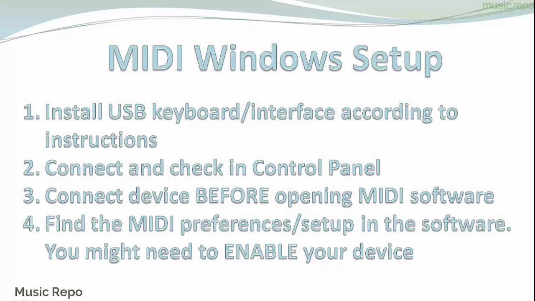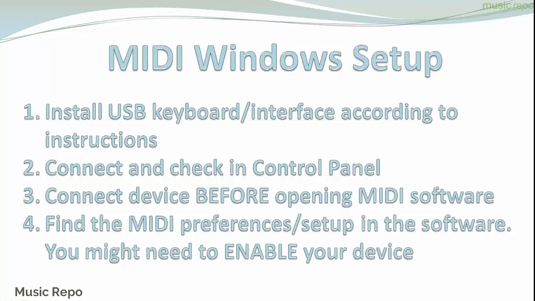So let's just summarise what we've looked at so far. In Windows, you need to install your USB keyboard or your interface according to the instructions before you do anything. Then you connect it and check in the Windows control panel that it all looks okay. Make sure that it is turned on and connected before you open up any software so that the software can easily find the device. And finally, in the software, find the MIDI preferences setup.